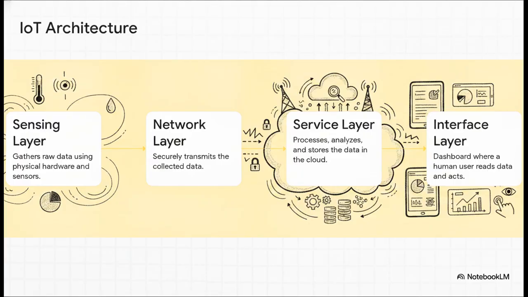First, the sensing layer uses physical hardware to gather raw data, stuff like temperature or motion. Then the network layer takes that data and securely transmits it. Next, it hits the service layer, which is usually up in the cloud, where that data is processed, analyzed, and stored. Finally, we reach the interface layer. That's the dashboard or app where a human can actually read the information and make decisions.